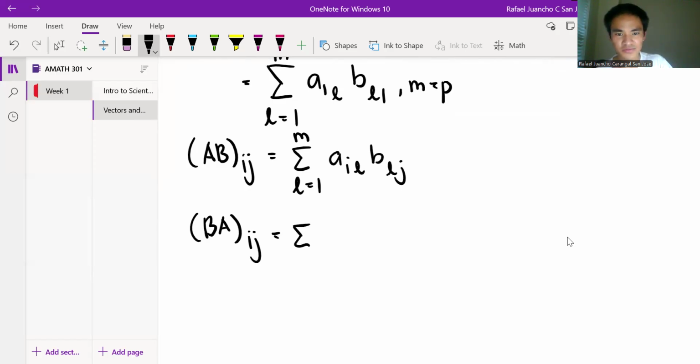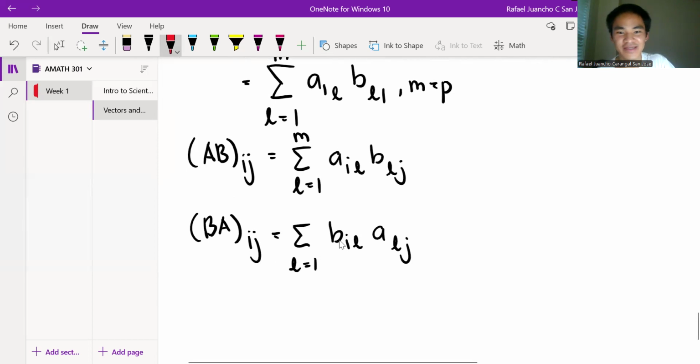Okay, so let's do our summation. L starts at 1. Now here, we're just going to switch B and A. B is now IL, A is now LJ. We just switched the matrices. Now what A was doing, B is doing, and what B was doing, A is doing. Okay, I just made a tongue twister.